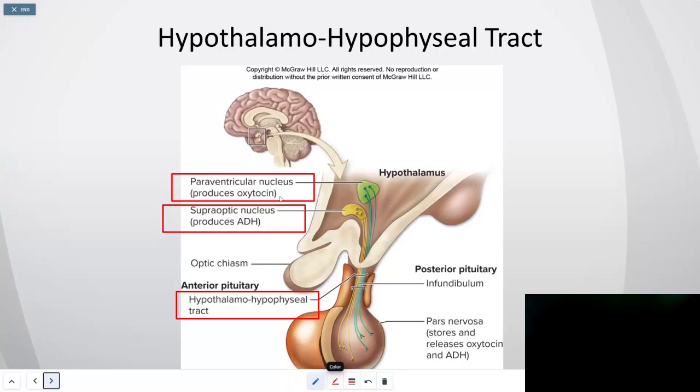The paraventricular is what releases oxytocin. And oxytocin plays a role to do what? Birth. Okay, good. So in the female system, it's a positive feedback that increases the uterine contractions through muscle. What else does the oxytocin do? What's the role that oxytocin plays for the males?